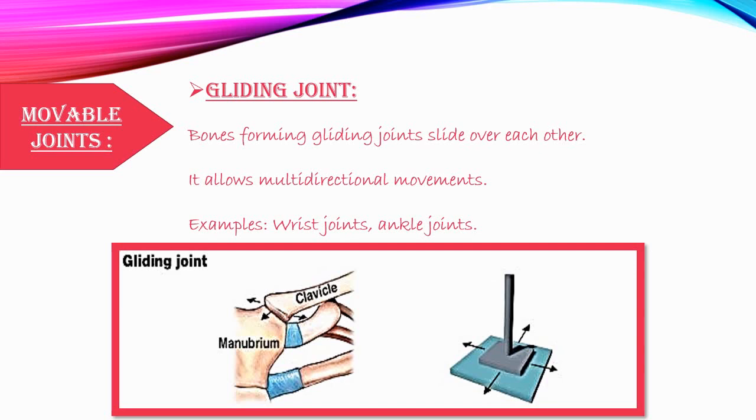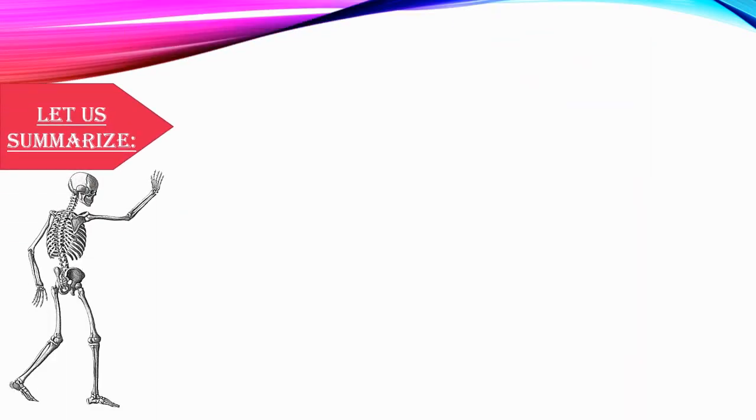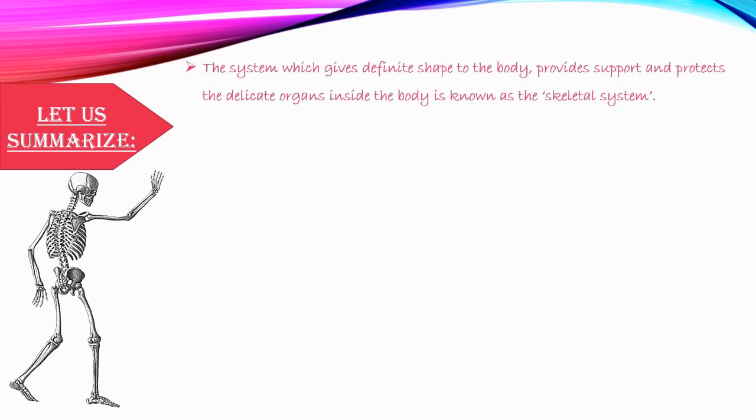So students, this was the end of module 1. Now let us summarize what we have learned in this module. So we learned that the system which gives definite shape to the body, provides support and protects the delicate organs inside the body is known as the skeletal system. Then bones are hard, non-flexible structures forming the framework of the skeletal system. There are 206 bones in an adult human body.